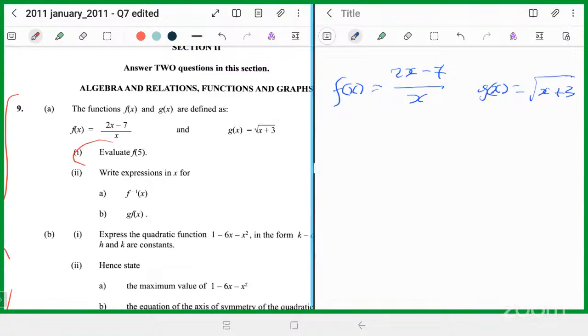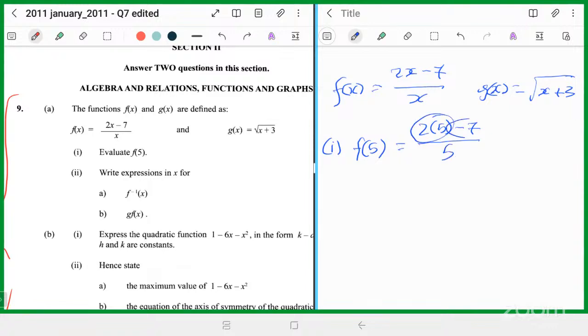First part one, f of 5, meaning you're going to put 5 in the f function right there. F of 5, meaning putting 5 in the f function, becomes 2 times 5 minus 7 over 5. Now this is 10 minus 7, which is 3 over 5. That is it.